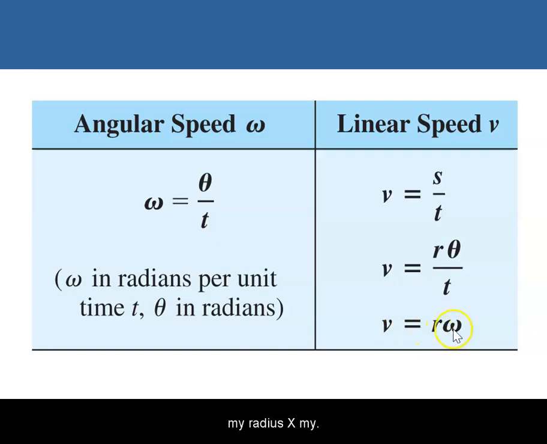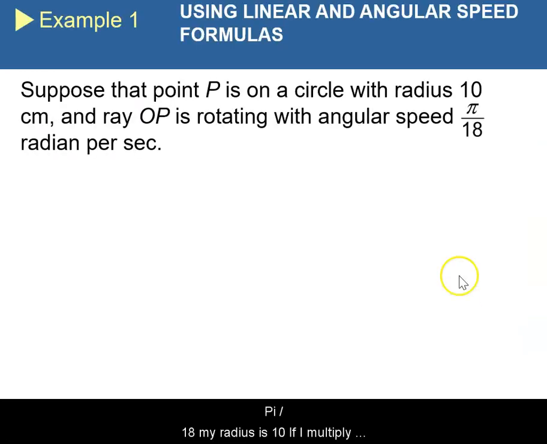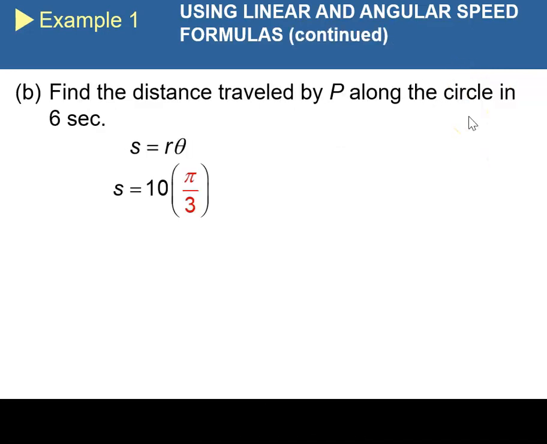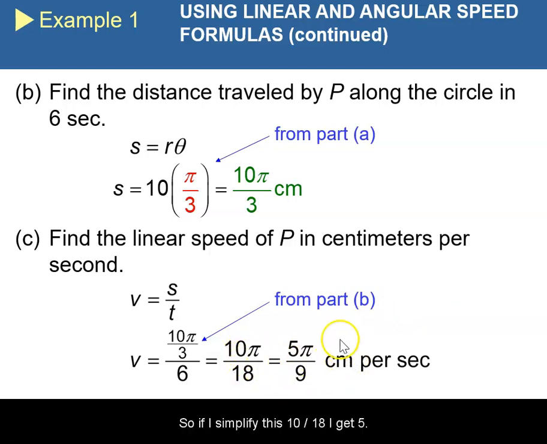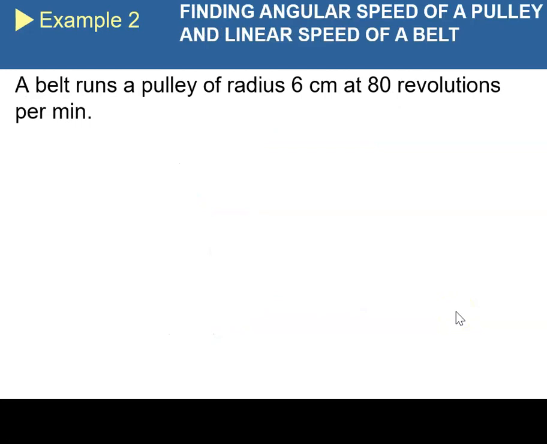But remember, my radius times my angular speed. My angular speed is pi over 18. My radius is 10. If I multiply these together, I get 10 over 18 pi, which is what they got, but they did it in a different order, right? They used the strict linear speed. So there's multiple ways to get to the same place because all of these formulas are related to each other. If I simplify this 10 over 18, I get 5 over 9 pi. So let's go to our next example.